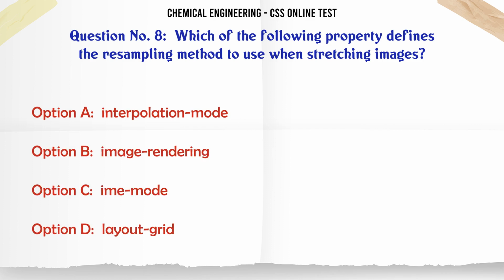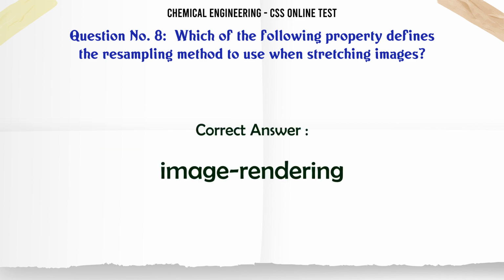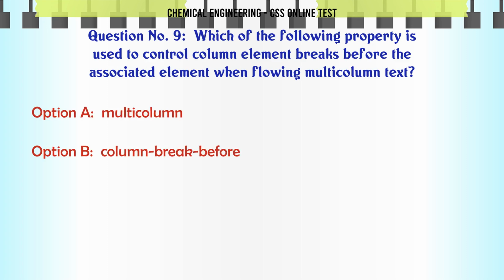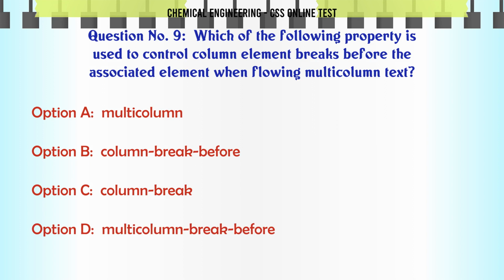A. Interpolation mode. B. Image rendering. C. IME mode. D. Layout grid. The correct answer is image rendering. Which of the following property is used to control column element breaks before the associated element when flowing multicolumn text?